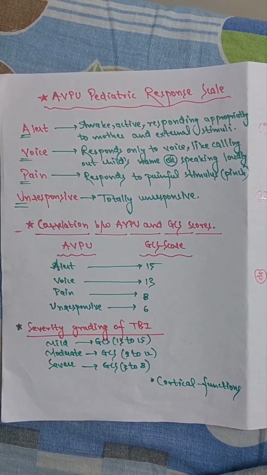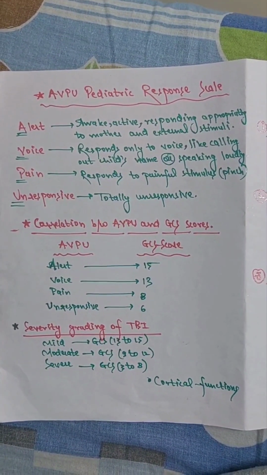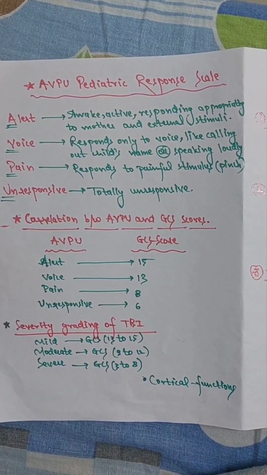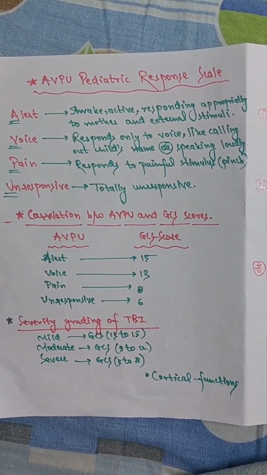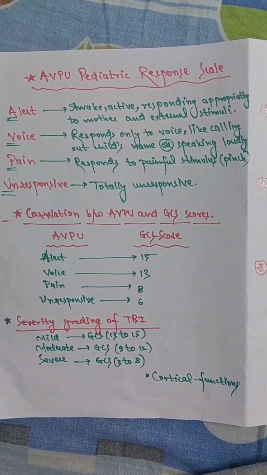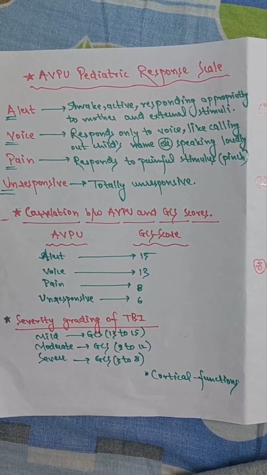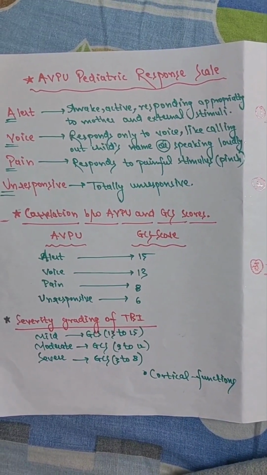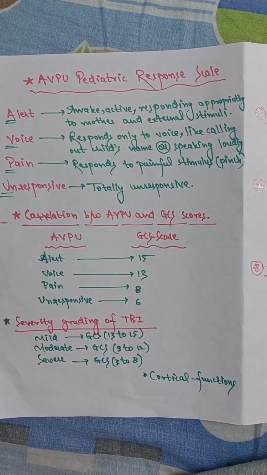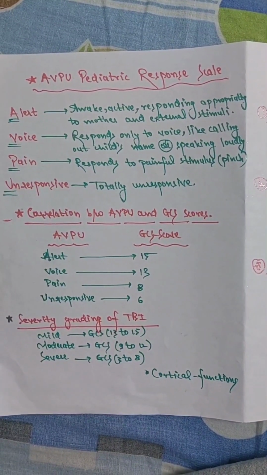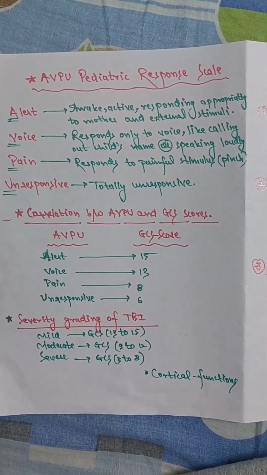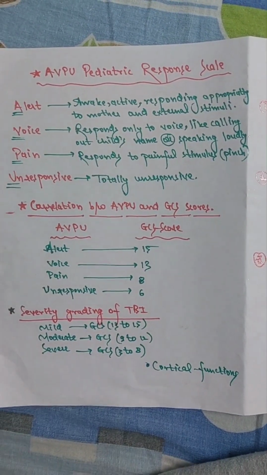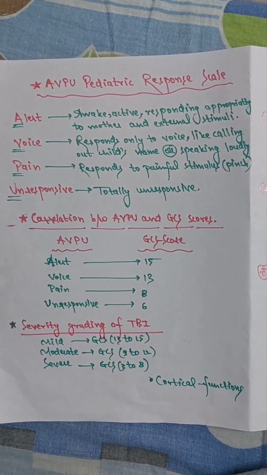This is used in emergency, and there is a correlation between the AVPU scale and the GCS score. So if the child is alert, then the GCS score will be 15. If the child is able to respond to the voice, then the score will be 13. And if the child responds to painful stimuli, then the score will be 8. And if the child is unresponsive, then the score will be 6. So if we are not able to assess the GCS score, then this AVPU scale is helpful in such cases.